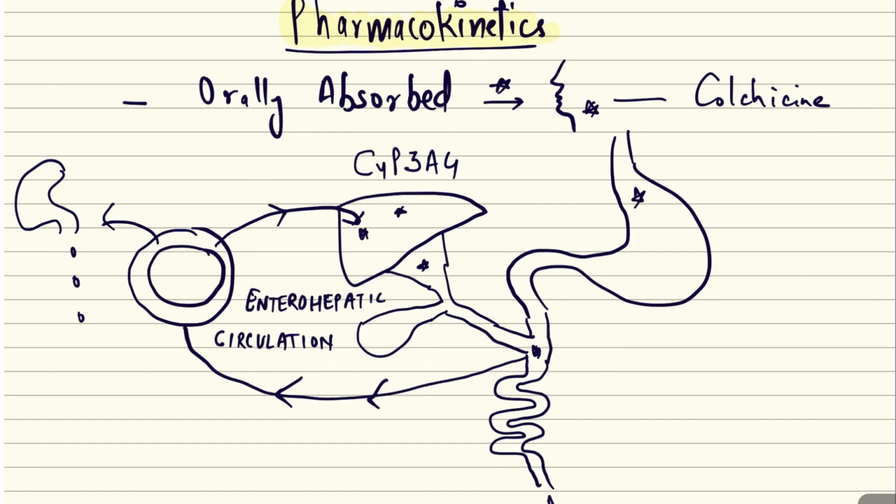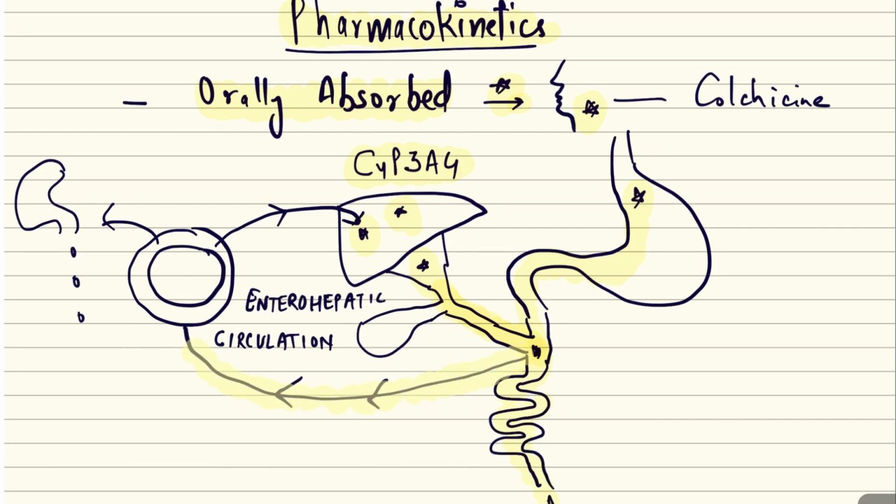So when colchicine is given, it is very rapidly absorbed orally. As we can see here, the colchicine is absorbed orally. It goes into the gastrointestinal tract, from where it is absorbed and goes to the liver. In the liver, the colchicine is metabolized by the enzyme known as cytochrome P3A4, and it is then excreted into the bile. And when it comes into the intestine, part of the colchicine is excreted in the feces, and part of colchicine is reabsorbed back into the circulation.